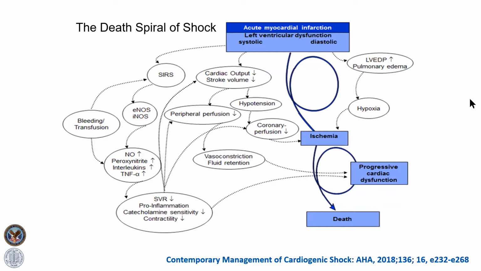Patient has a myocardial infarction. It's significant to cause left ventricular systolic and diastolic dysfunction. The first grouping of parameters that we look at involving systolic dysfunction on the way into critical shock begins with reduction in cardiac output and stroke volume. These produce hypotension. Hypotension produces peripheral perfusion deficit and coronary perfusion deficits, and the body responds by attempting to produce and sustain blood pressure through vasoconstriction and fluid retention.